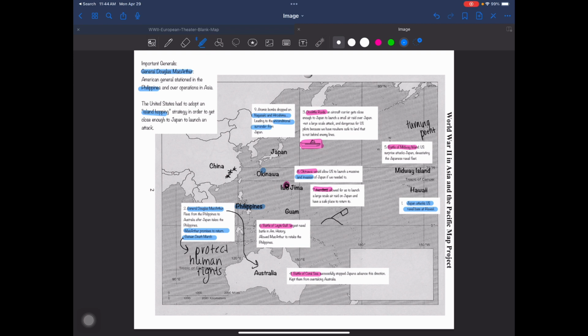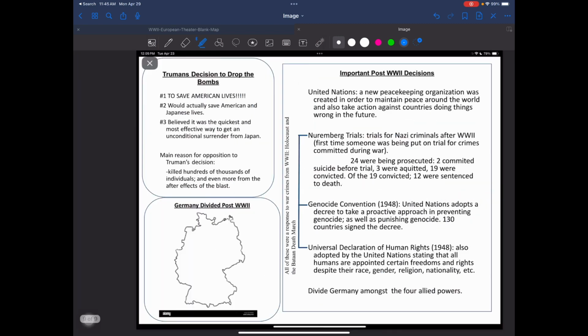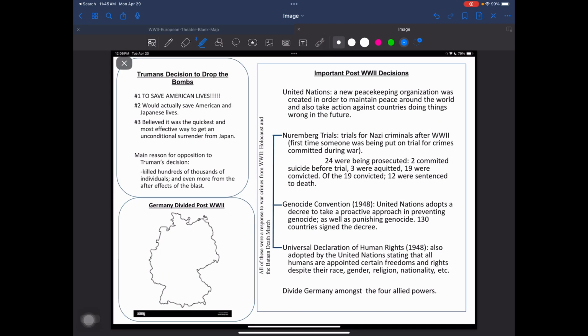And that is going to lead to what's called VJ Day, which is Victory Over Japan. And now the war is over. Talking about the end of this war, one of your standards states that you have to understand Truman's decision to drop the atomic bombs, because he had a choice. We could have invaded Japan by land and fought a traditional war, or he could have used these atomic bombs in hopes that they would surrender, and they did.